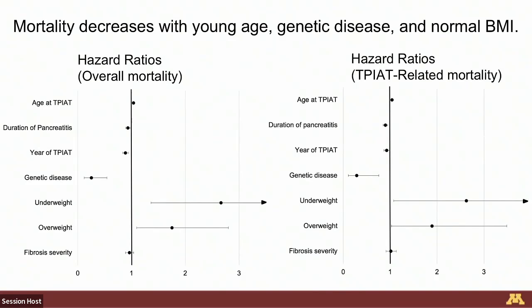I put that in here, even though it's statistically insignificant in the single variate model, but in the multivariate, you'll see that it becomes significant as a risk factor. I also put both of these forest plots in just to emphasize that the hazard ratios for overall mortality and those for TPIAT related mortality are very, very similar to each other.